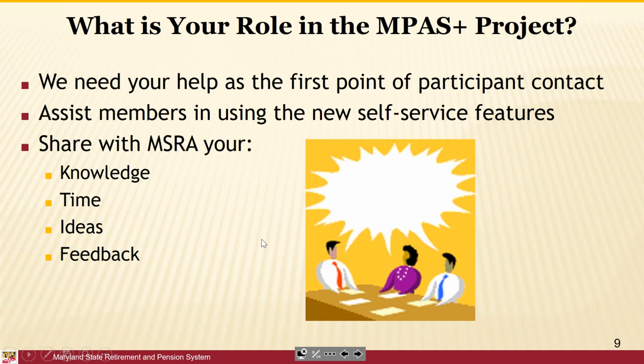So your role as employers in the MPAS Plus project. As I said before, we need your help because you are the first point of contact for our participants. So being that first point of contact is very important. We want to make sure that you can provide as good information as possible, and you can help promote our new self-service and assist our members in using our new self-service features. We hope that it's well enough designed that they won't need too much assistance, but as always, there will be members that will.